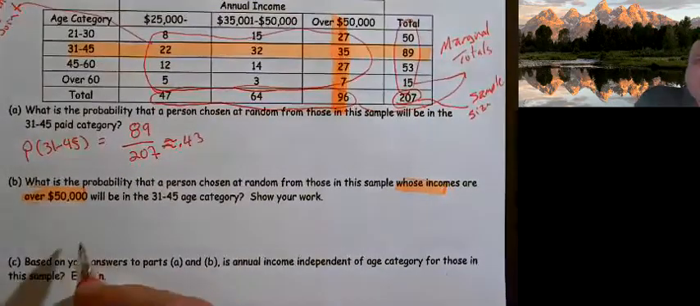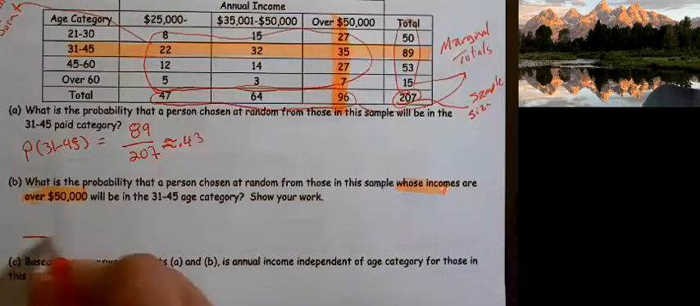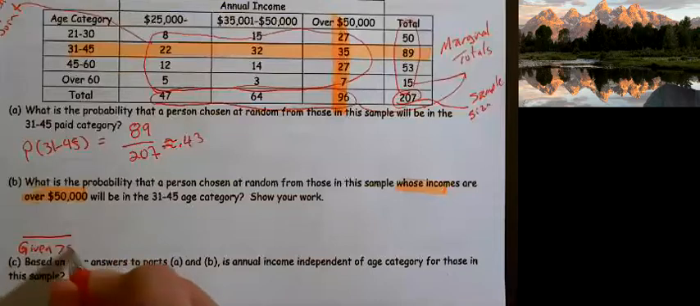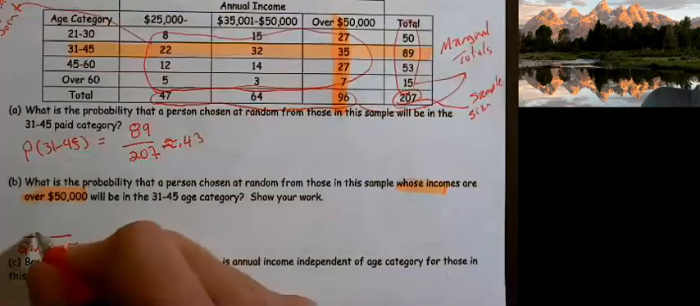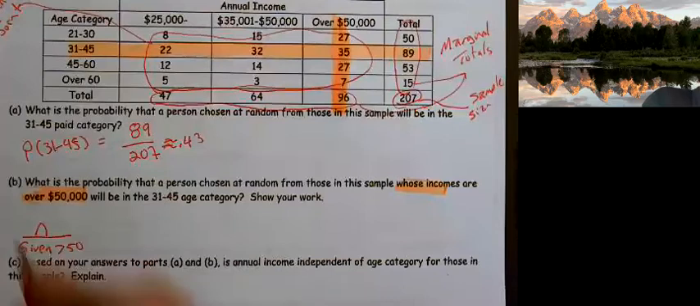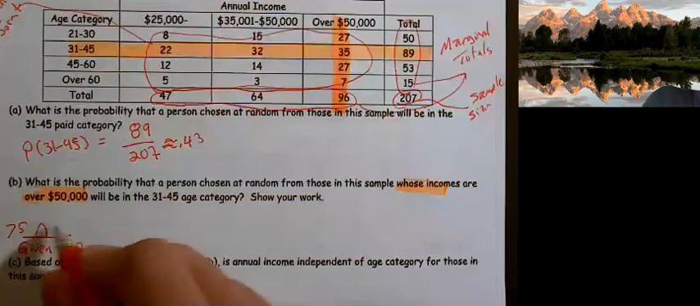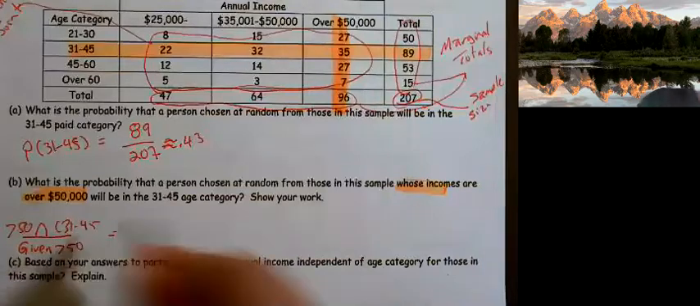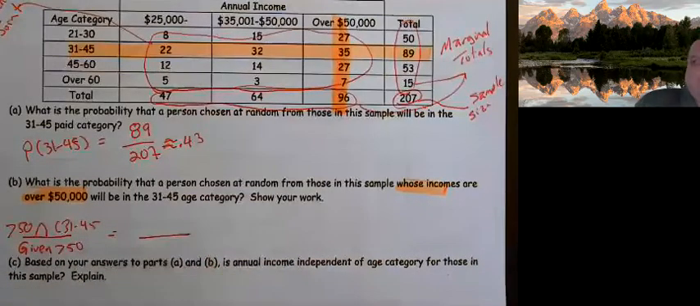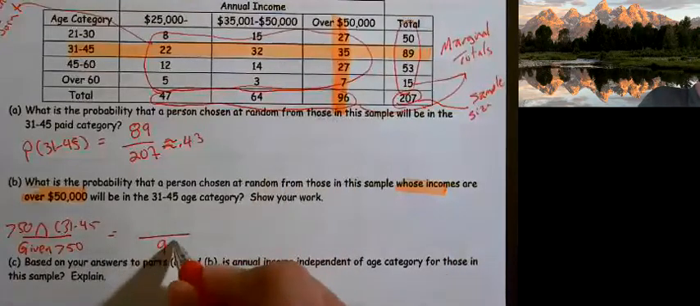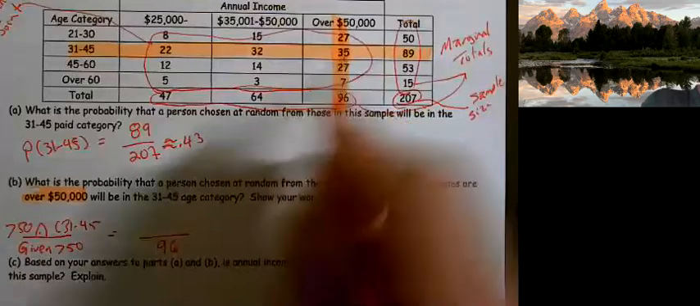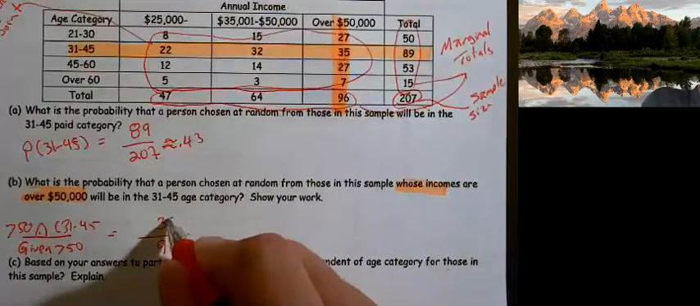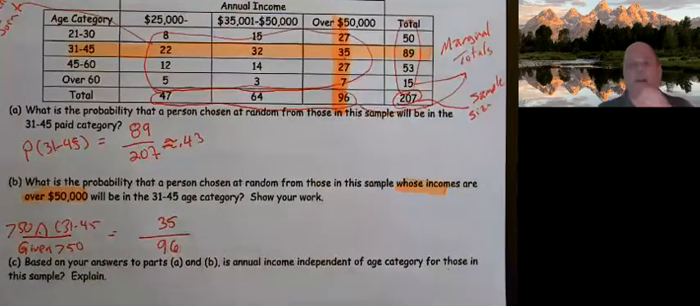So basically, we're essentially working with a given. So given that it was greater than 50, what's the probability of the intersection of greater than 50 and 31 to 45? And when we do that, we go, well, there's only 96 that were over 50, and that intersection happened to be 35.